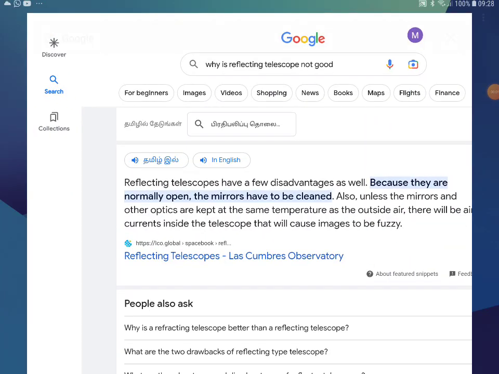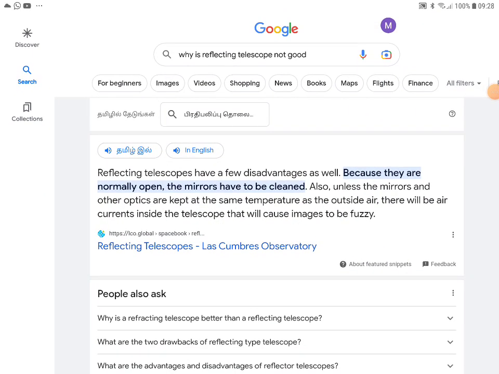Disadvantage of a reflecting type telescope over a refracting telescope. Limitations of reflecting type. Normally they don't ask that, they'll ask you limitations of refracting type telescope. Anyway, because they are normally open, the mirrors have to be constantly cleaned, as they are all exposed to the outer atmosphere. That is one disadvantage, whereas in the case of refracting type telescope, everything is concealed.